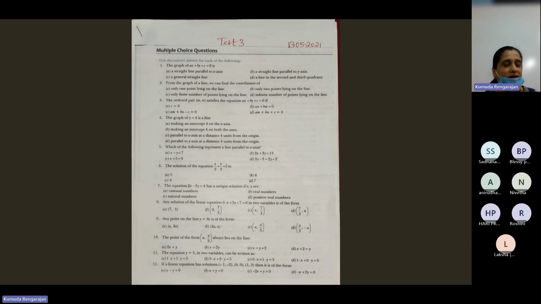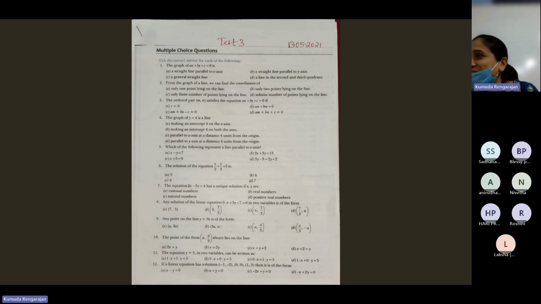See, y is equal to 3x means what, children? Y coordinate is 3 times the x coordinate. That's the meaning. Y is equal to 3x. That means the y coordinate is 3 times the x coordinate. So in which option do you see the y coordinate 3 times x coordinate?